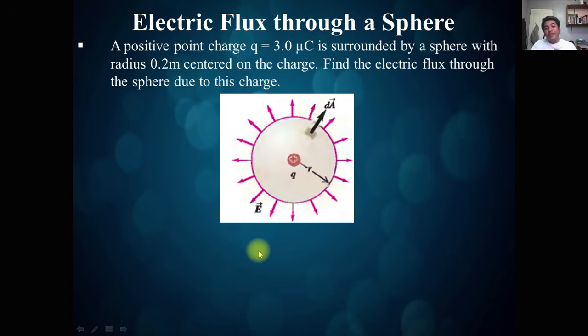We have an electric field that is pointing radially outward since this is a positive charge. So we have an electric field produced by this single point charge. Would you agree with me?